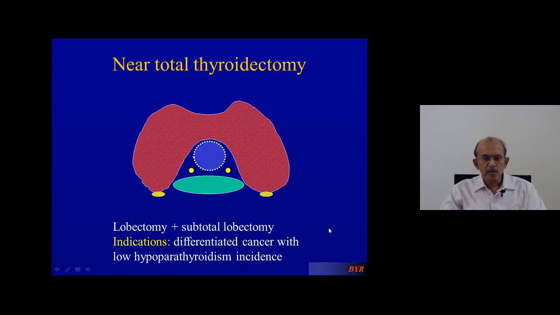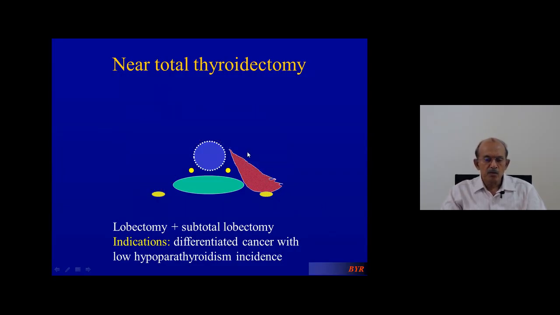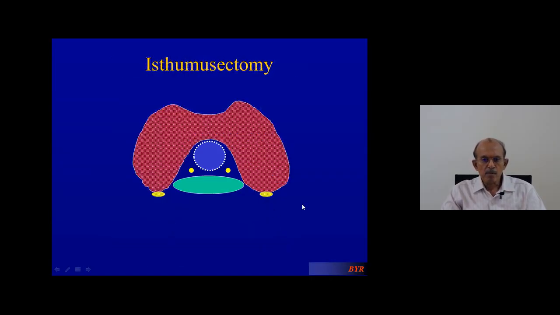Near total thyroidectomy is lobectomy plus subtotal lobectomy. So you remove the whole of one lobe and the isthmus, and on the other lobe, you do a subtotal lobectomy. Some surgeons do this procedure for well-differentiated carcinoma of thyroid gland. Why do they preserve this one? By preserving the slice of thyroid here, you will be able to preserve the parathyroid gland. Isthmusectomy is removal of the isthmus.